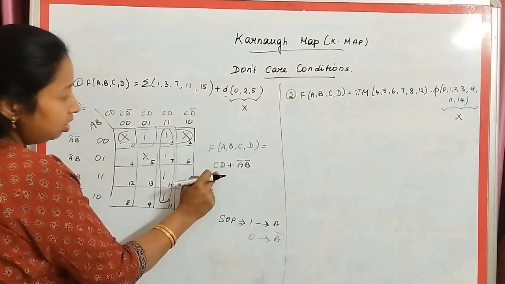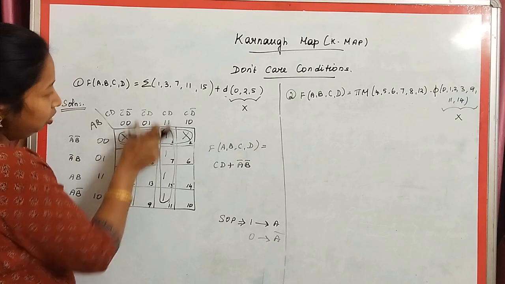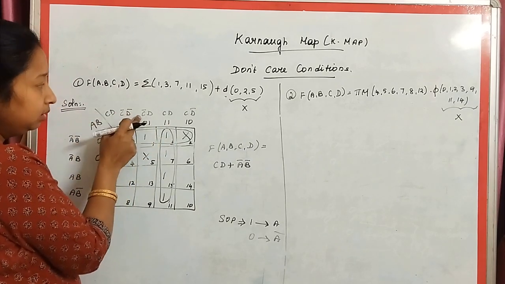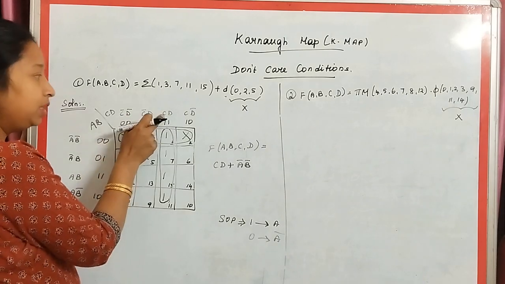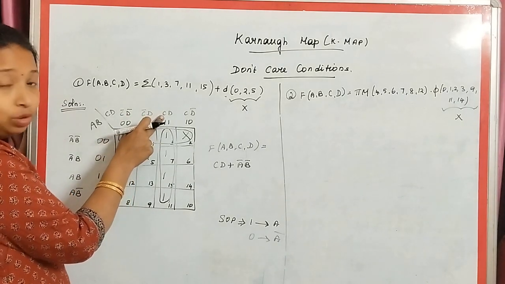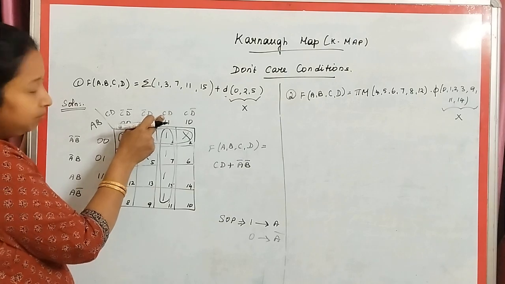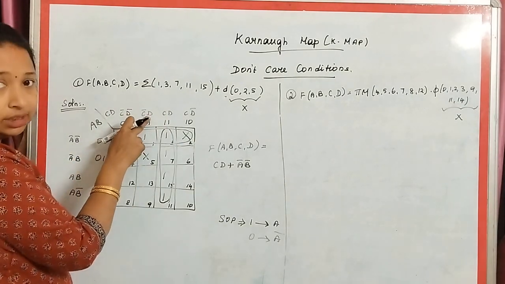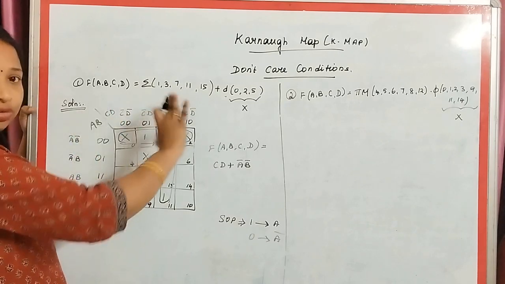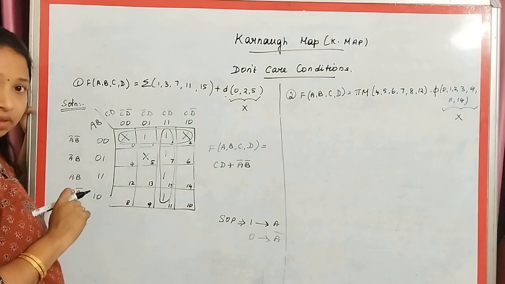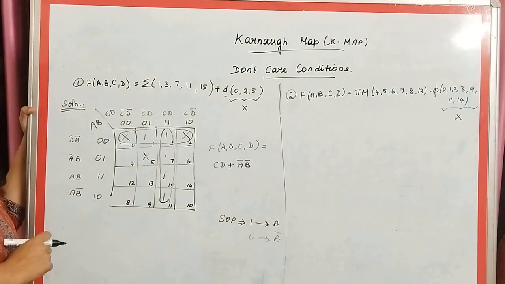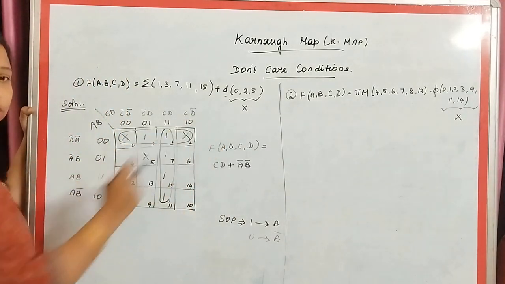Got it? Now, for this bubble, check on the horizontal part. Check the first element. Here it is C bar, here again it is C bar, so it is matching. But here it is C, so it is differing. So we cannot take the first element. Now, let's check the second element. Here it is D bar, here it is D. Initially itself it's differing, so we cannot take any of the elements here. Clear? So my final equation is only this. Understood how to write the equation using a don't care condition?